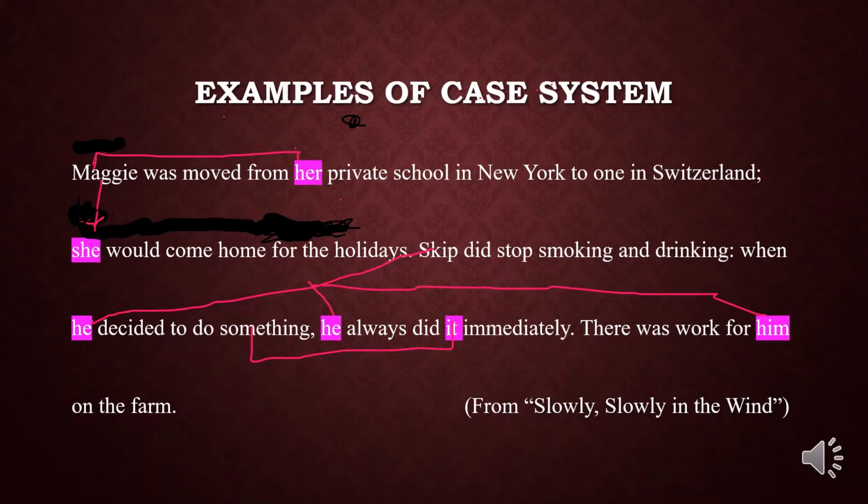We also see he, the subject case, and him, the object case, that correspond to Skip. And it, here in this sentence, corresponds to something as an object case. So we can see that in this small piece here, there are at least 6 pronouns for 3 nouns, 2 for each of them.